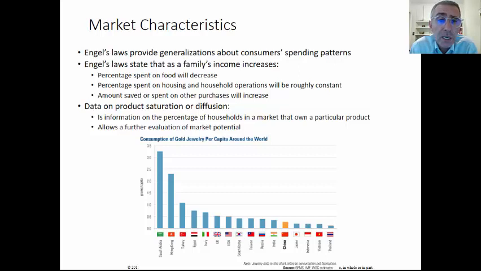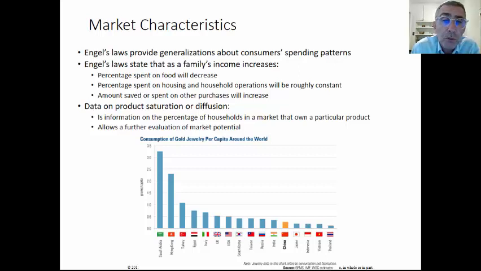Historically, India has been a huge market for gold, right? But because the country is so vast, as a percentage overall, it might not be as big. This is consumption of gold jewelry per capita around the world. So Saudi Arabia, way up there, right? Then you have Hong Kong, and you have Turkey, and you have Egypt.